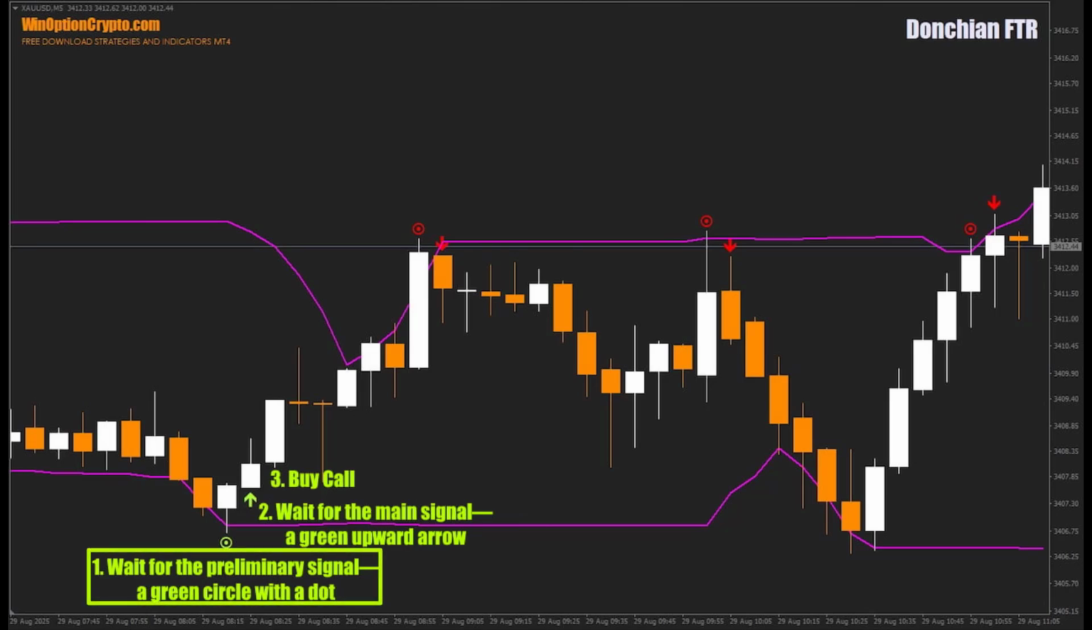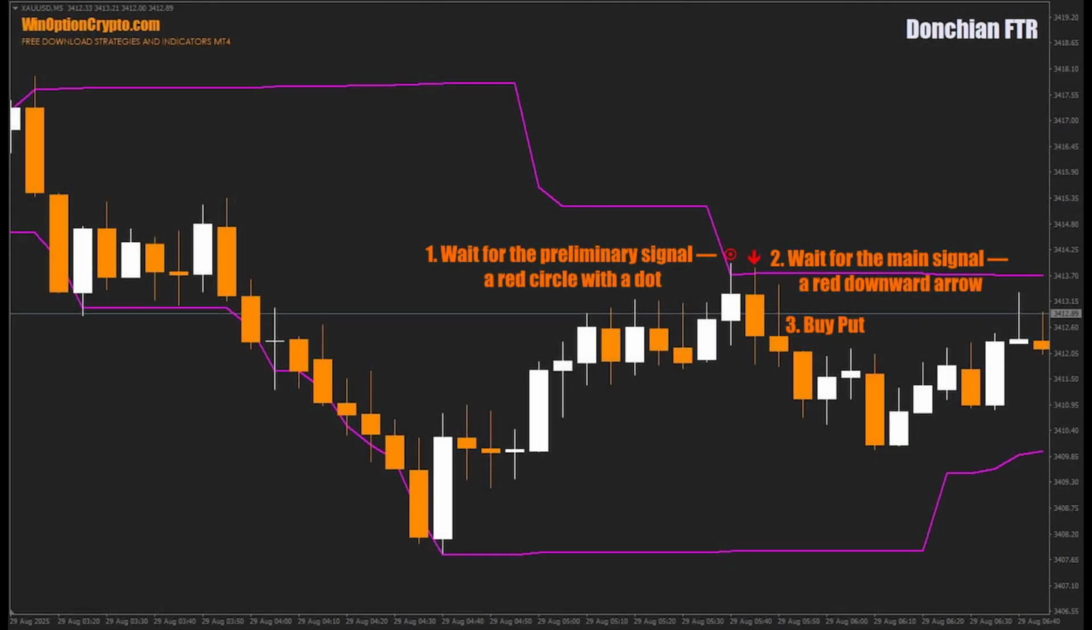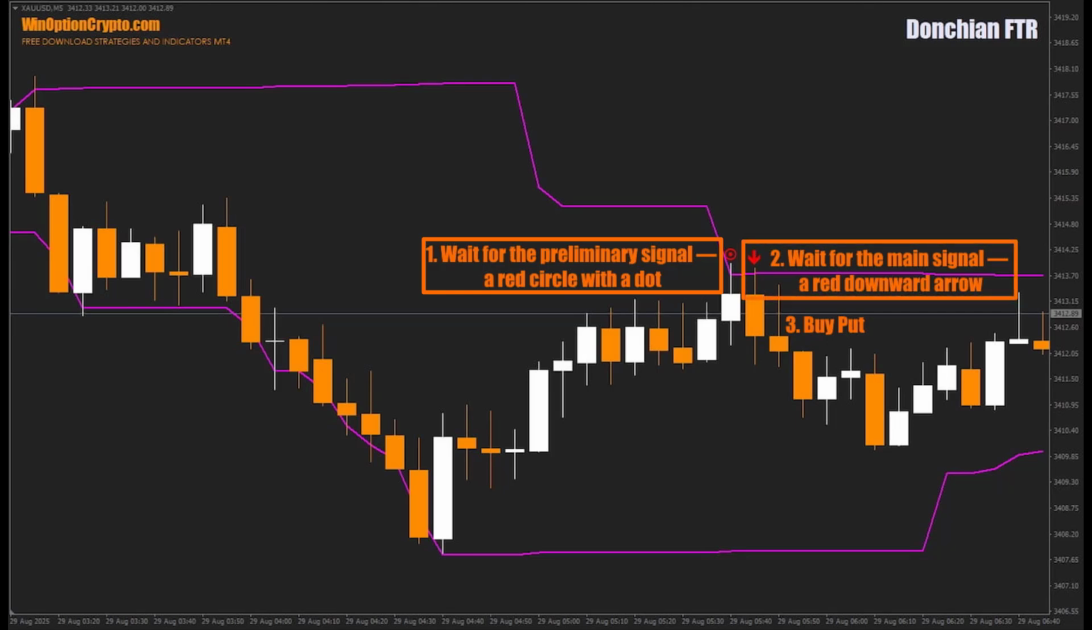So, to open a call option, you need to: 1. Wait for the preliminary signal to appear, a green circle with a dot. 2. Wait for the main signal to appear, a green upward arrow. 3. At the opening of a new candle, buy a call option. To open a put option, you need to: 1. Wait for the preliminary signal to appear, a red circle with a dot. 2. Wait for the main signal to appear, a red downward arrow. 3. At the opening of a new candle, buy a put option.